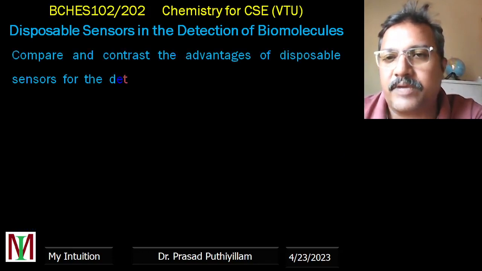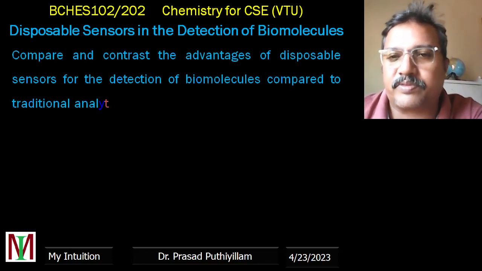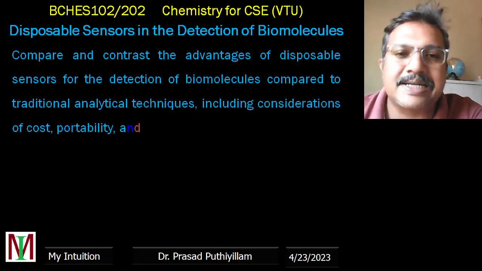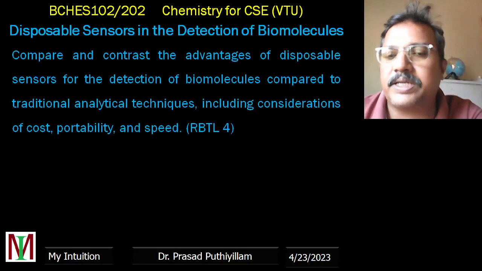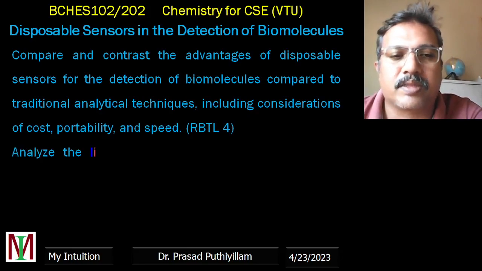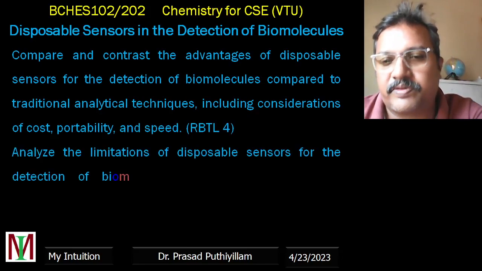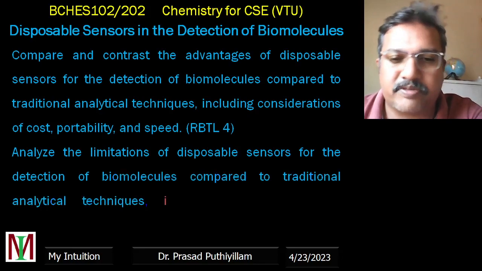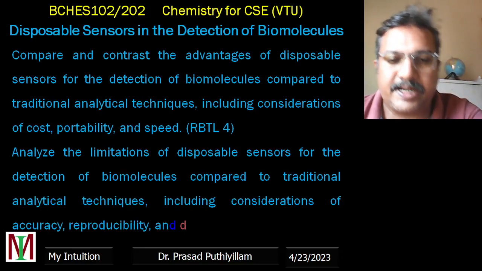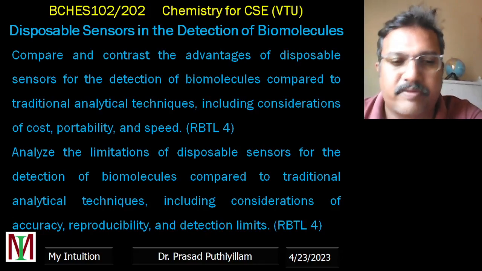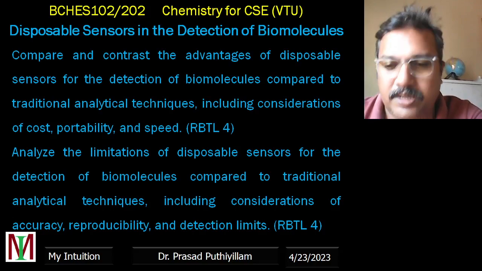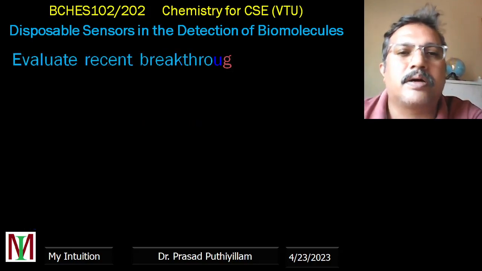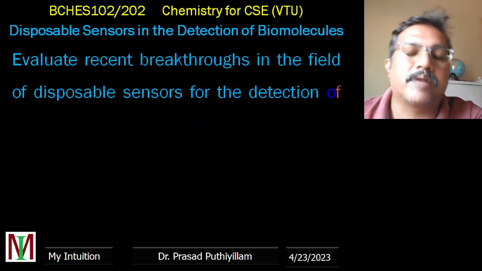Compare and contrast the advantages of disposable sensor for detection of biomolecule compared to traditional analytical techniques, including consideration of cost, portability, and speed. Analyze the limitations of disposable sensor for the detection of biomolecules compared to traditional analytic techniques, including consideration of accuracy, reproducibility, detection limit. So these are all the major questions of level 4.